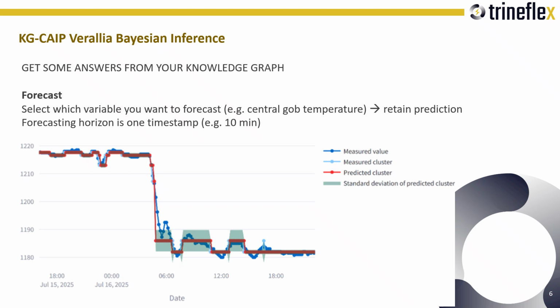Last but not least, it's possible to get forecasts on the data. These forecasts only work for a horizon that is as long as one timestamp. So if you chose a data granularity of 10 minutes, you can forecast your data 10 minutes ahead. The plot below shows in dark blue the measured values that we get for the GOP temperature. The light blue gives us the discretized data, and the red is our prediction over time. So it's quite precise.